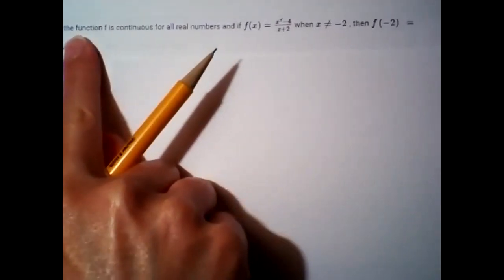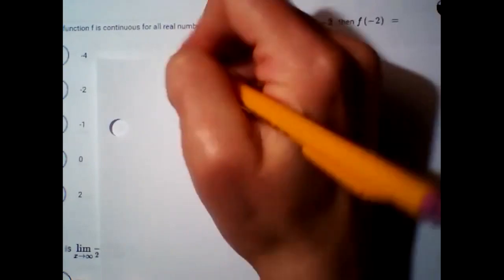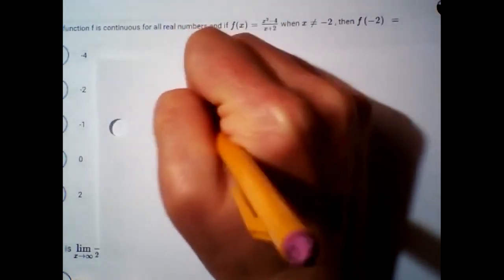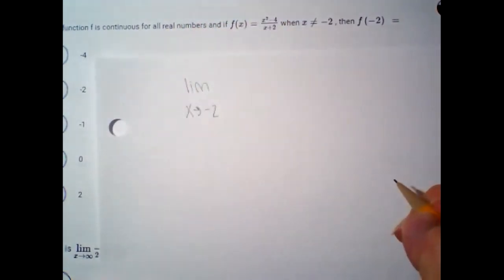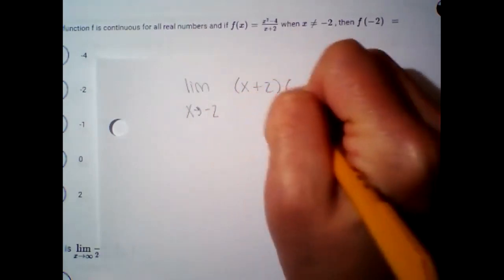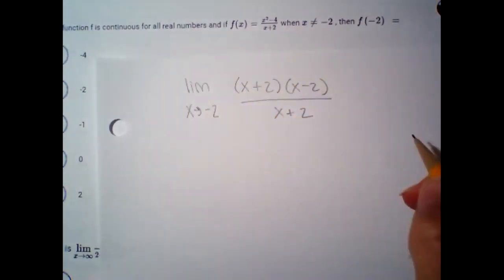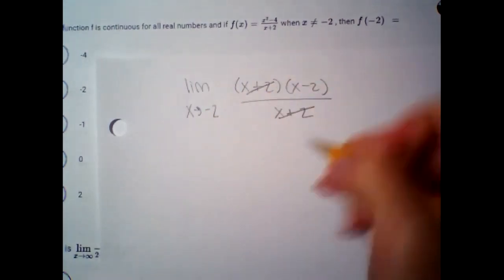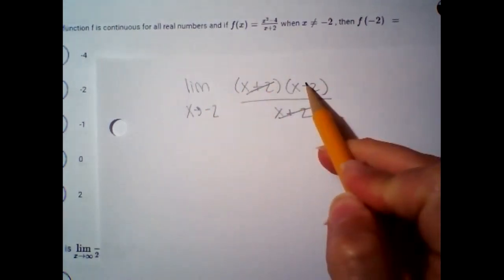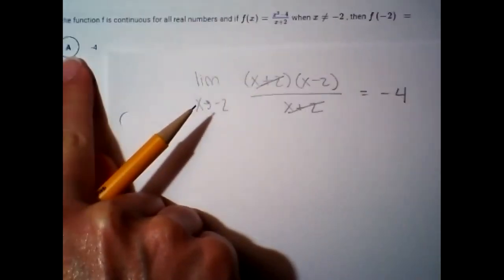All right, number 3. Function is continuous for all real numbers. What is f of -2? So we have to know where the graph is headed at -2. And we're going to have to factor the numerator. So that'll be x plus 2, x minus 2. And the x plus 2's are going to cancel. And when you plug -2 in for x, you're going to get -4. So that one is A.